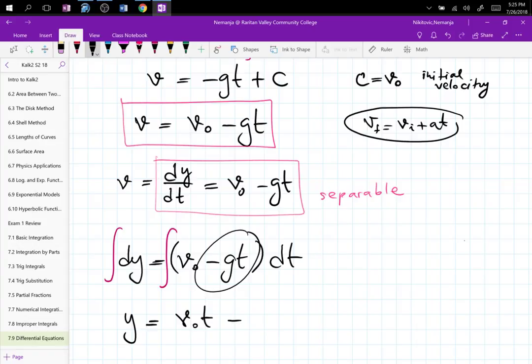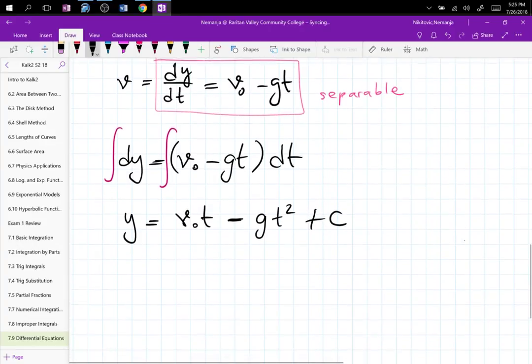Well, clearly it's going to be negative, right? So I'm integrating, right? So it's negative gt squared. And then we have plus c at the end.